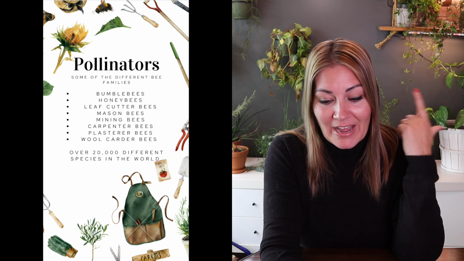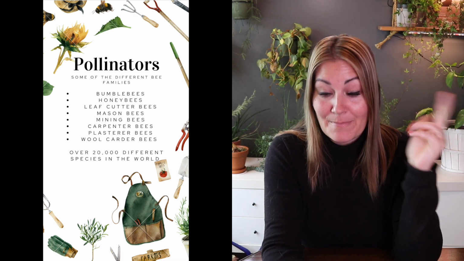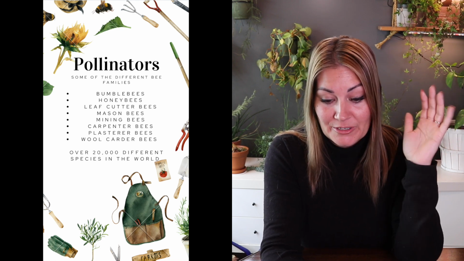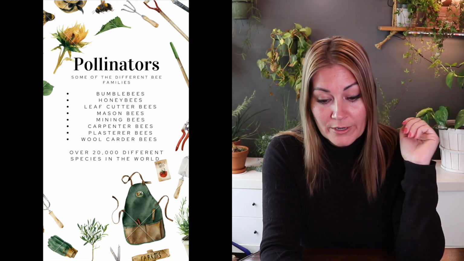So like I said, these are huge topics, and just within the category of a bee, there are so many different families. So we've got bumblebees, honeybees, leafcutter bees, mason bees, mining bees, carpenter bees, plasterer bees, wood carver bees. There are over 20,000 different species in the world. And I'm not bringing this up to overwhelm you. It's rather just to get this sort of interest in your mind to realize not all bees are the same.